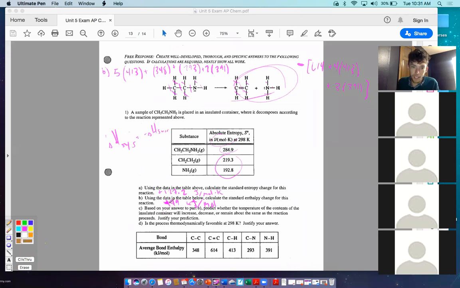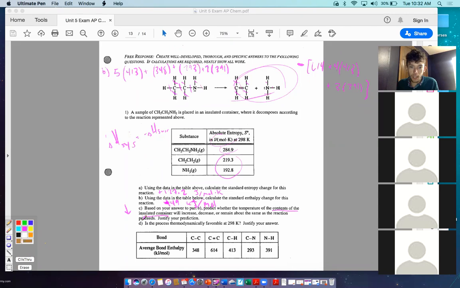If my system is sucking energy in, my surroundings have to be losing energy. So part C, the temperature is going to decrease, because I'm being asked about the surroundings. The contents of the insulated container, that is the surroundings of this chemical reaction, whether air or water or however we're doing this reaction. Because my reaction itself has a positive delta H, my surroundings will have a negative delta H. They'll be losing energy, so their temperature should be decreasing.